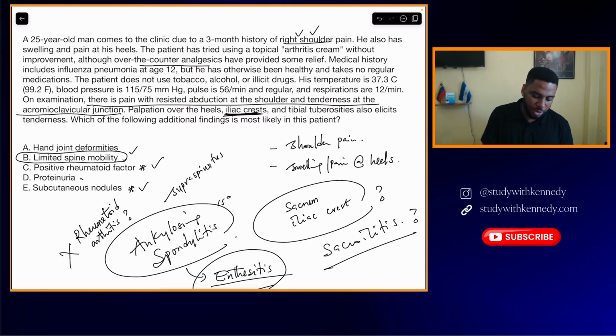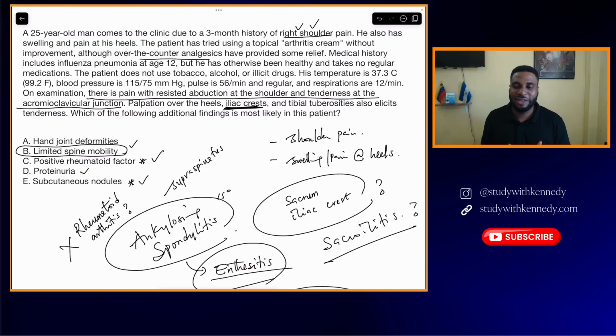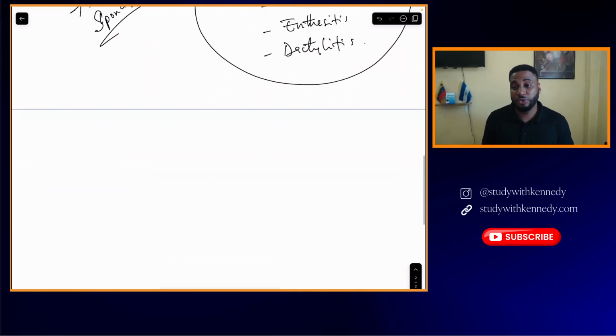Some of you may have picked proteinuria. If you thought that this young man had SLE, then you might have picked proteinuria, right? SLE is going to cause joint pain, but SLE would not classically present with limited ligamental inflammation or with purely just enthesitis by itself. If this was SLE, we would have more composite findings, more presentation, more symptoms in this patient.